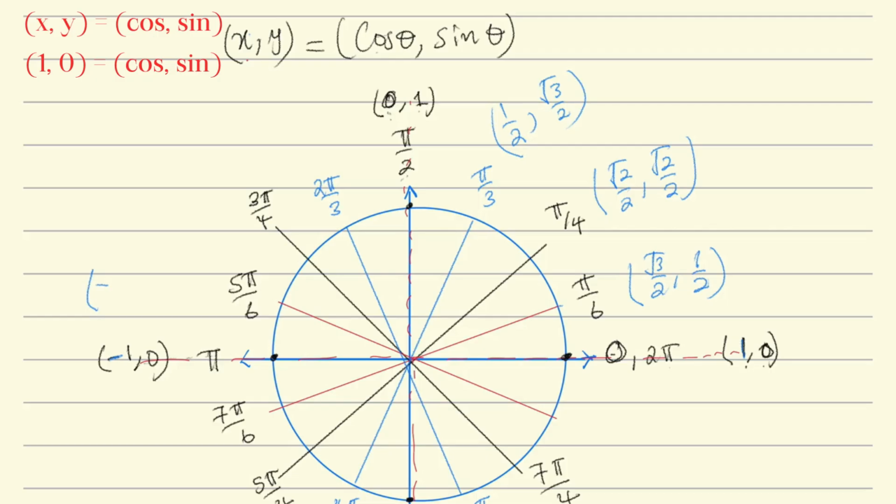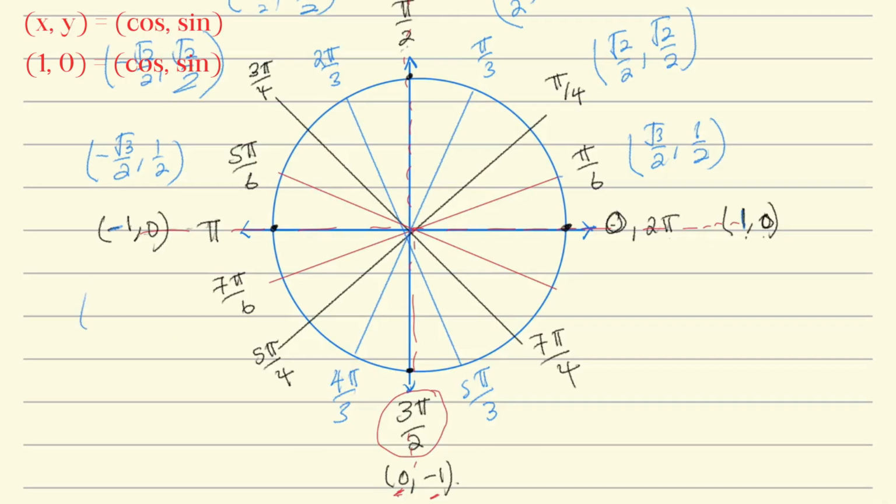Having said that, the point root 3 over 2, 1 over 2 in the second quadrant becomes negative root 3 over 2, 1 over 2. And the second point, root 2 over 2, root 2 over 2 becomes negative in the x coordinate, which is negative root 2 over 2. And the other point becomes negative a half.